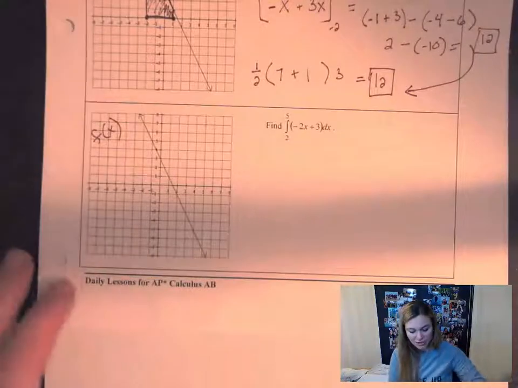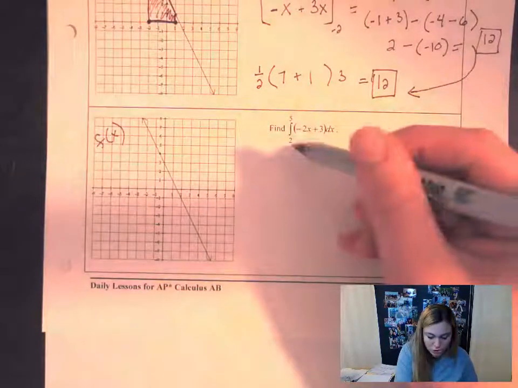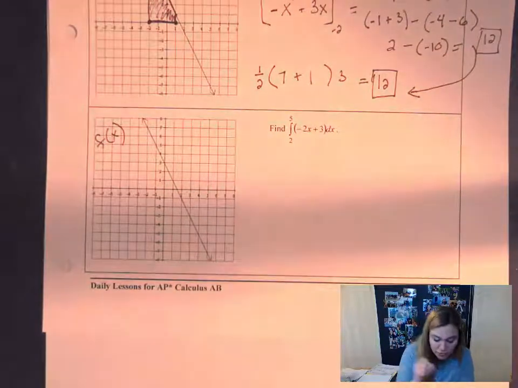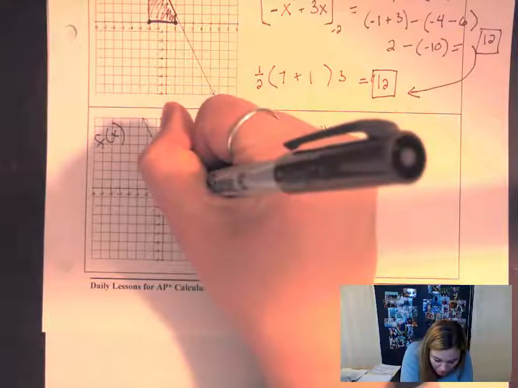Okay, this one's the same function, but this time I'm going from 2 to 5. I think one of the hardest parts of this is just drawing it. So from 2 to 5, I'm going to make a horizontal line here.